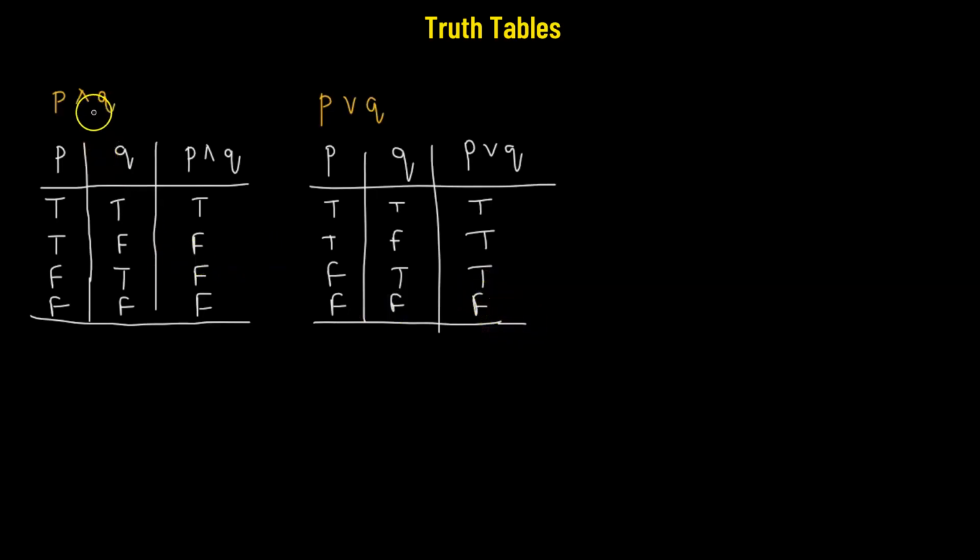All you have to remember is that when it is a conjunction, then when both of them are true, only then we'll get a true value, and in all the 3 other cases we have false values. Whereas in the case of a disjunction P or Q, when at least one of them is true, then we have a true value. And when both of them are false, we have a false value. So using these two particular ideas, now we can construct some other truth tables.